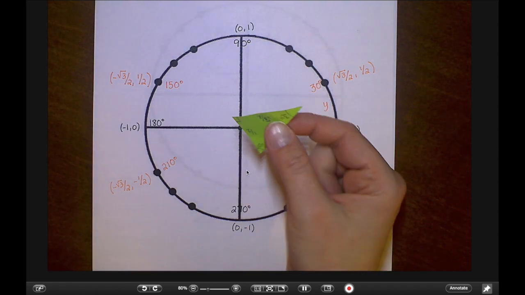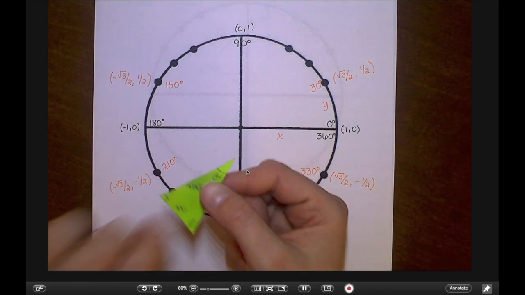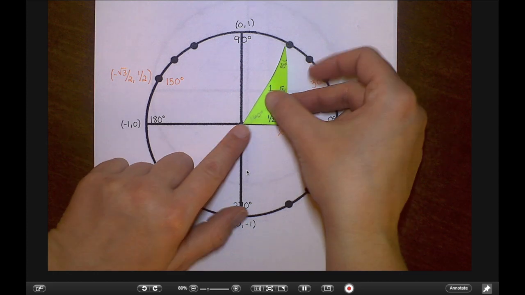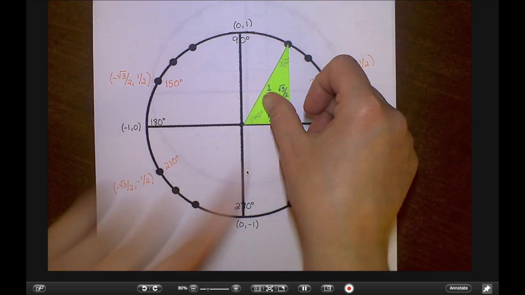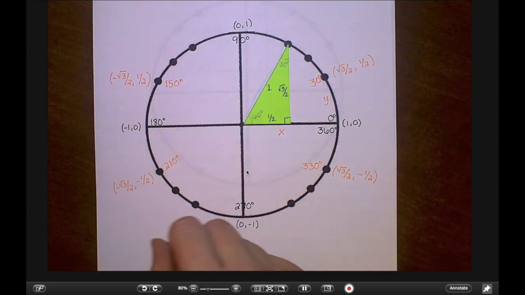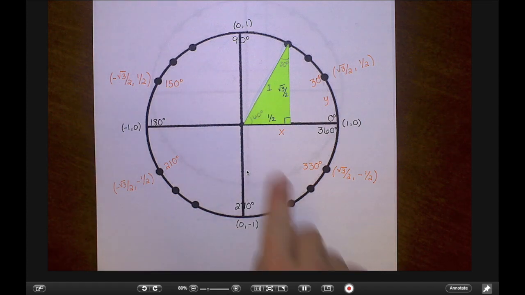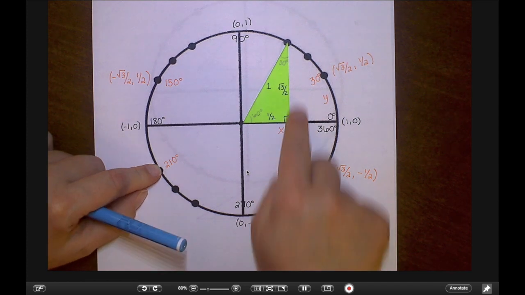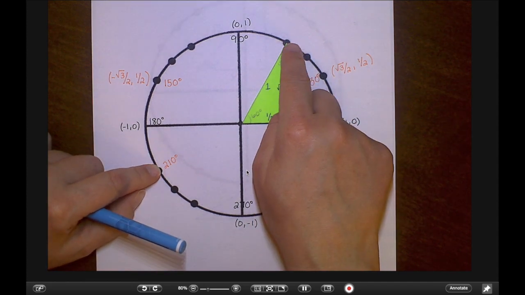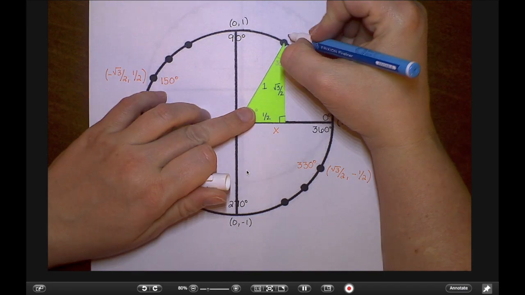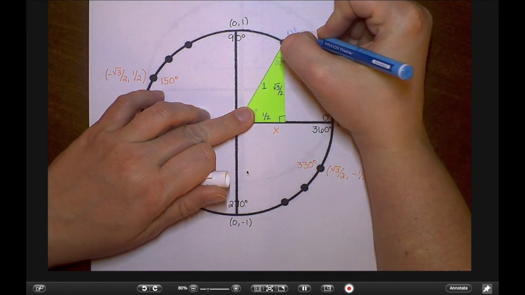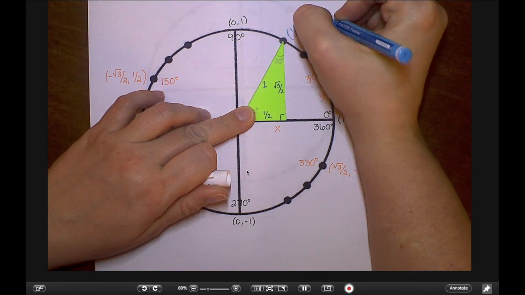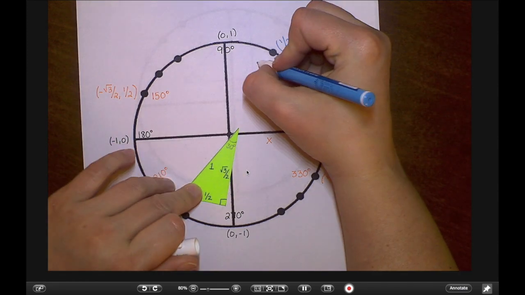I'm going to stick with that same triangle I was just working with, the 30, 60, 90. But this time, instead of putting the 30-degree angle down here, I'm going to put the 60-degree angle. Think about what that's going to do here. What that should make happen is now my x value is the 1/2, and my y value is the square root of 3 over 2. So I can label this as 1/2, square root of 3 over 2. And again, that's 60 degrees.